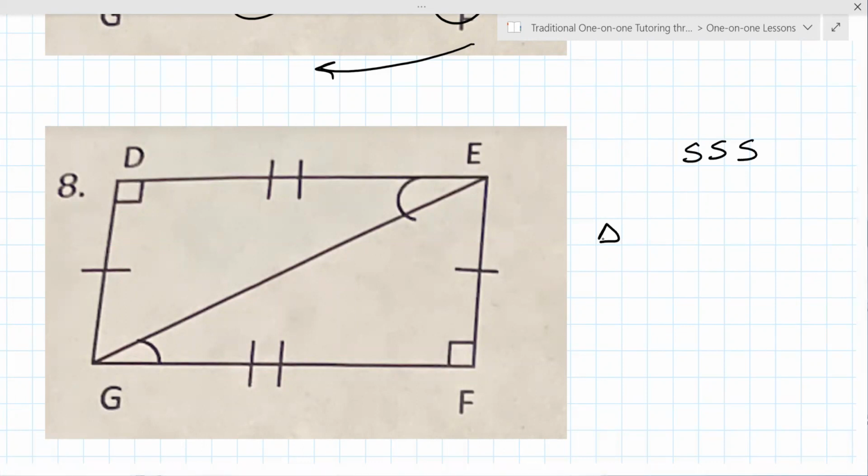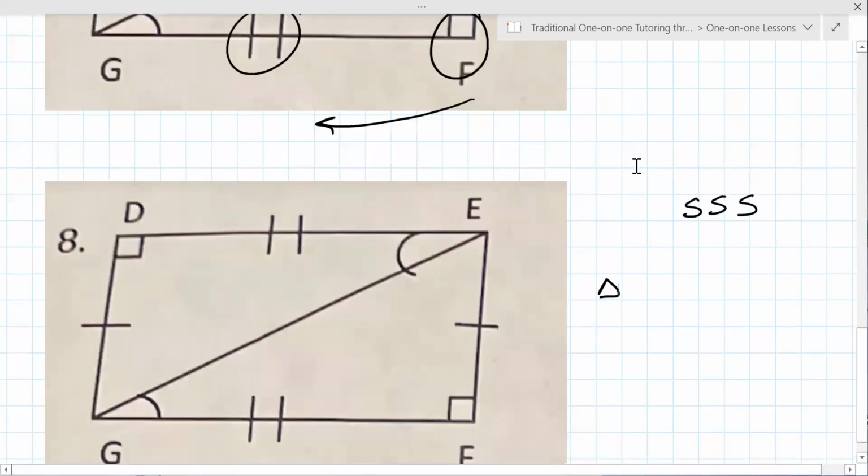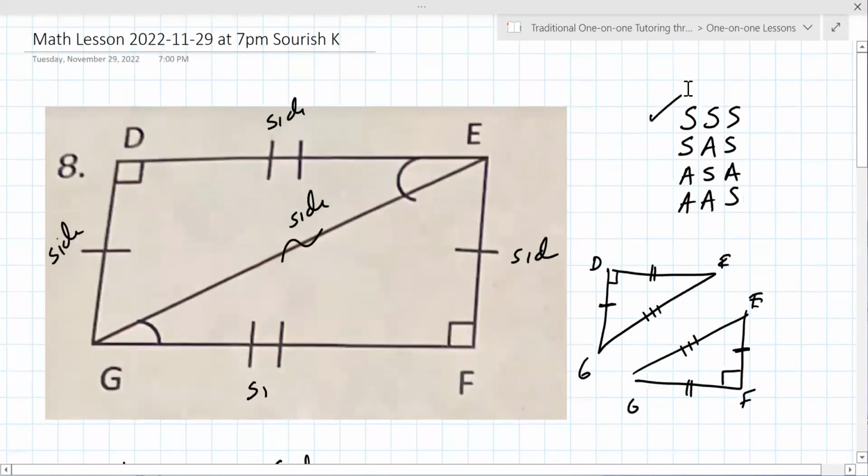I just want to know what the words are. I really want to know all the words. SSS and more, yes, there it is. So S always goes with side and A always goes with angle. So angle, side, angle, side, angle.